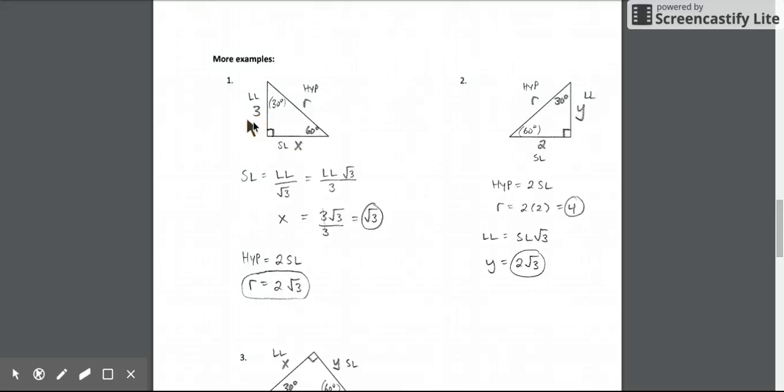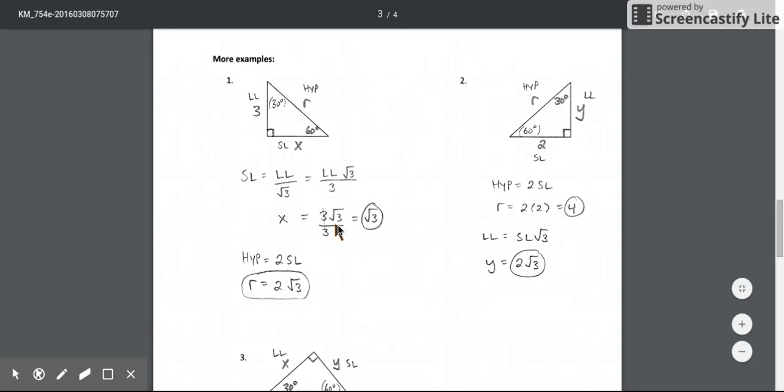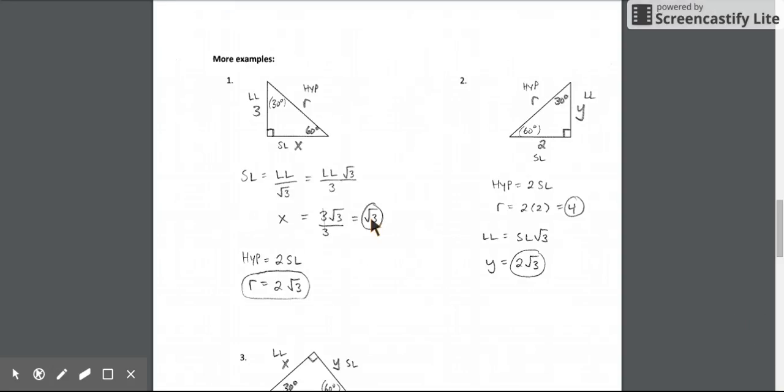So if we're given the long leg, we could find the short leg by taking a third of the long leg and multiplying by the square root of 3. So a third of 3 is just 1, and times the square root of 3 just gives us the square root of 3. So there's our short leg value. If we double that, we get the hypotenuse. So 2 times the square root of 3 is just 2 times the square root of 3.